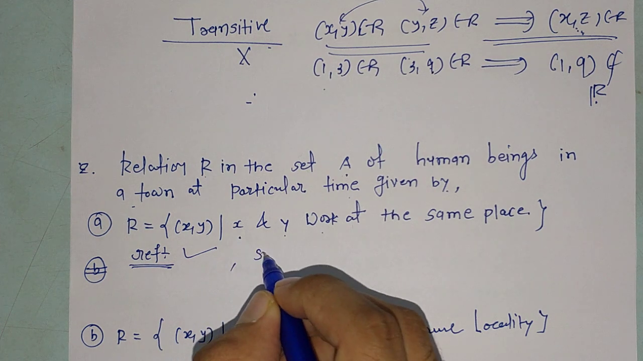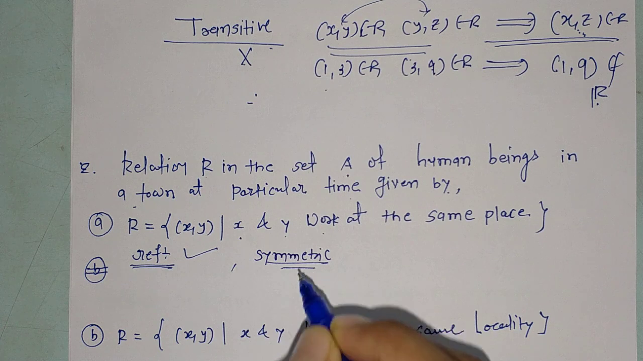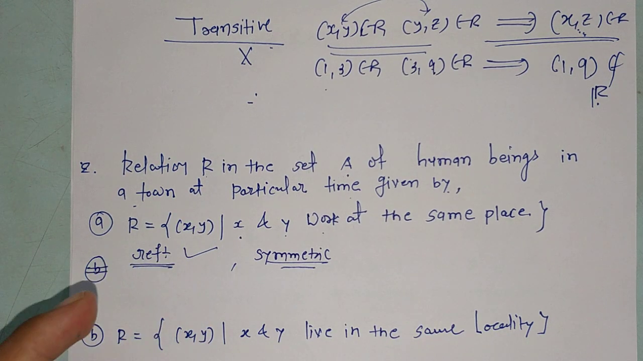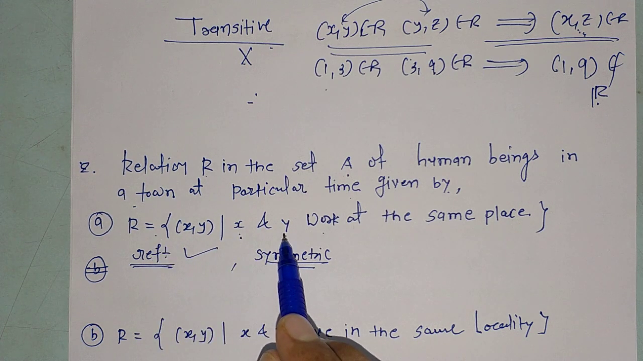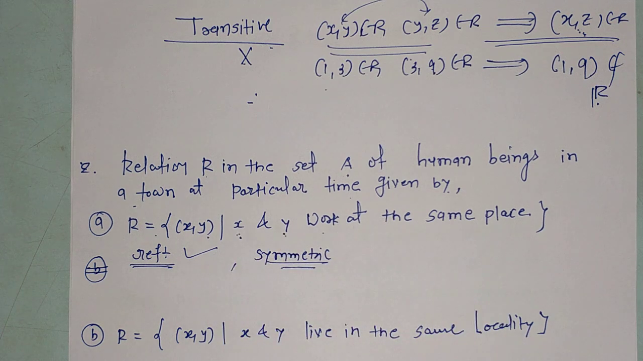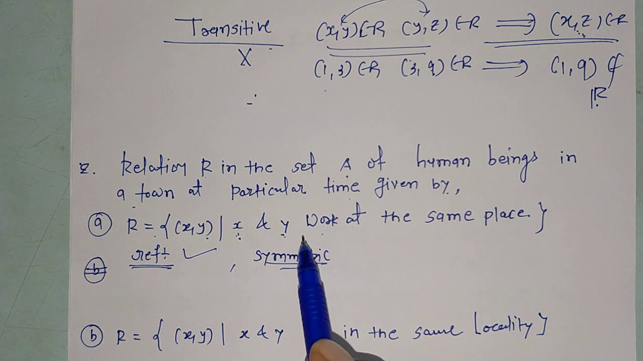Okay. Now the symmetricity. Symmetricity means what? If one ordered pair (X, Y) is in the relation, and you invert the places, (Y, X) must be in R. The relation says (X, Y) is there if X and Y work at the same place. If X and Y work at the same place, I can say that Y and X work at the same place, both are the same. So it's symmetric. I think you are getting the point.